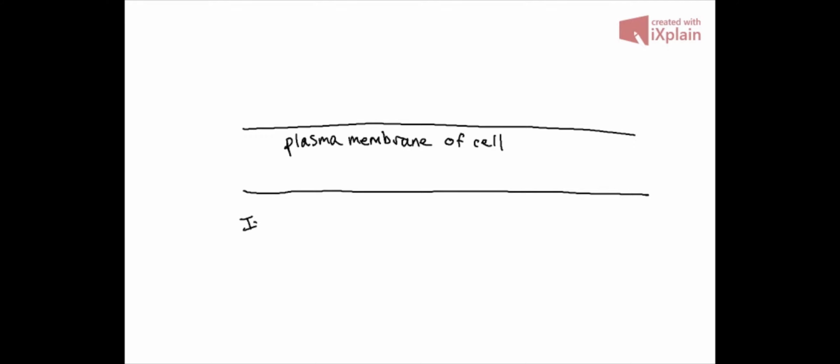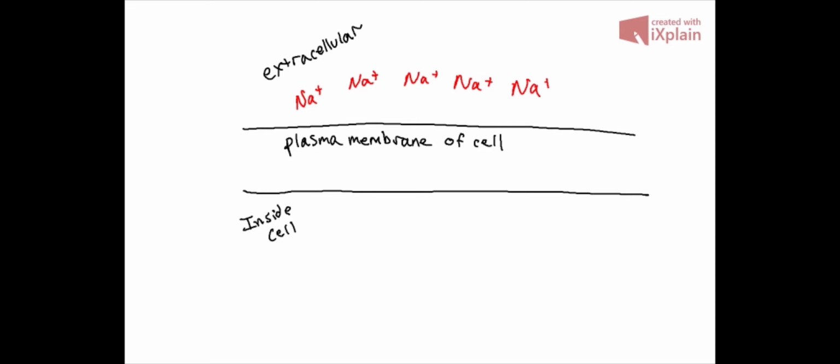And here is inside the cell. And here's extracellular space. Now in the extracellular space, remember how I was talking that it has positive ions floating around out there. Now a lot of those positive ions are sodium ions. And a lot of sodium ions float around outside of the cell in the extracellular space.